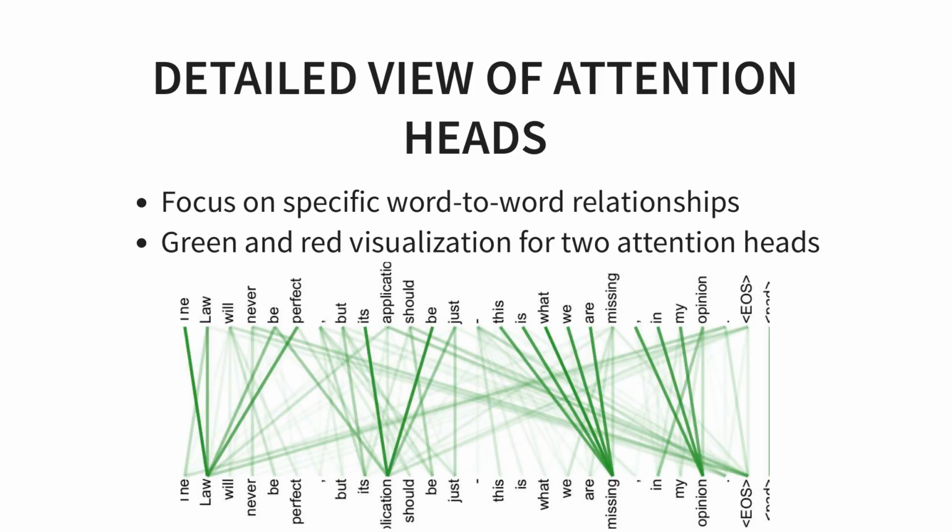This slide delves deeper into the attention details, showing how two different attention heads focus on specific word-to-word relationships within a sentence. The green lines highlight one head's attention pattern, while the red lines show another's, reflecting the diversity and focus on sentence elements to capture the meaning effectively.